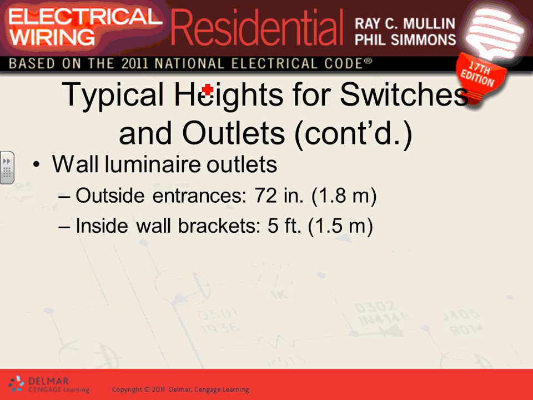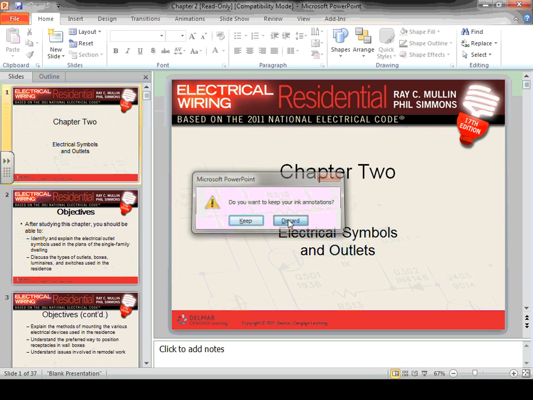Luminaires. You have an outside entrance luminaire at 72, right by the door, right above the door. Inside wall brackets, 5, like in the bathroom and so forth. So if you wire, or even if you don't, these are good numbers to have as you wire. Did you guys go through this one with the recommendation of height? It comes very handy. So that's what I would like you guys to go over.